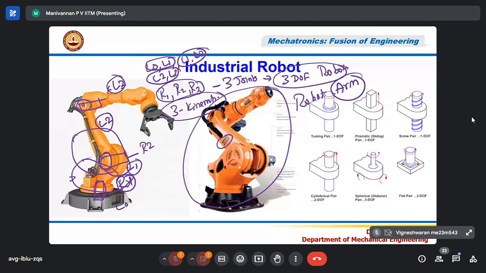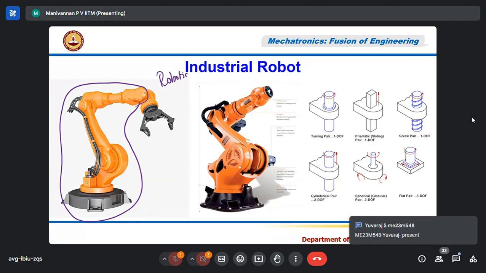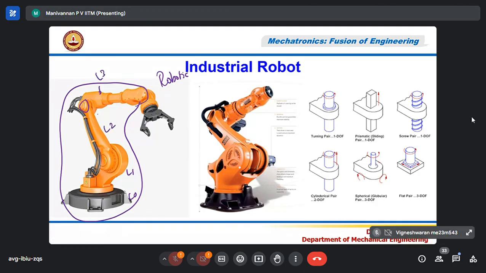All the robot up to this, this is what is called a robot. Let me clear this so we have a clear idea. Up to this part is called the robotic arm. It has link 0, link 1, link 2, and link 3. So three joints: R1, R2, and R3. So this is a 3-degree robotic arm because it is mimicking a human arm.